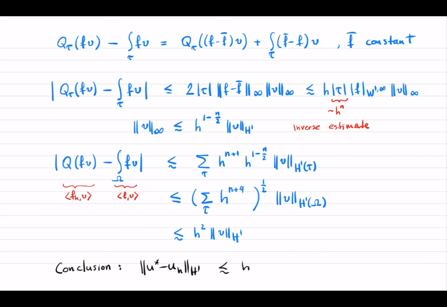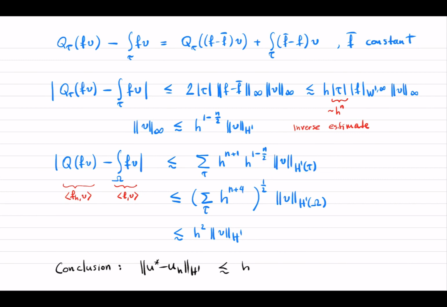Finally, we sum over all the elements. So here we have the quadrature applied to the product fv, which is just the approximate right hand side f_h applied to v, and that's minus the integral of f against v, which is the exact right hand side f applied to v. From here we get h to the power n plus 1, and we get h to the power 1 minus n over 2 from that, and we get the H1 norm of v over tau.